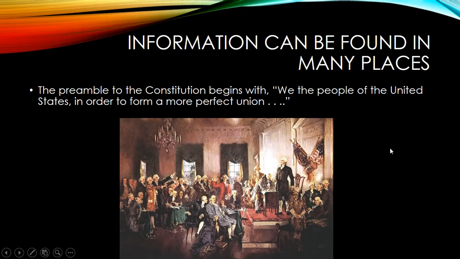Information that can be found in many places means that there's so many different locations where you could look something up that there's no point in listing a specific one. So if you're going to be citing the preamble to the Constitution, well, you could find copies of the Constitution in basically every history textbook, every government or politics textbook, posters on the wall in middle school classrooms, the actual Constitution sitting there in the Smithsonian. There's so many different places you could find it that there's no point in listing a particular one.